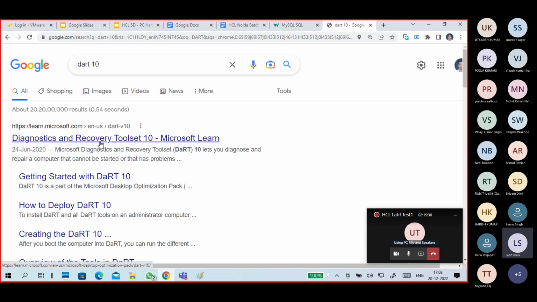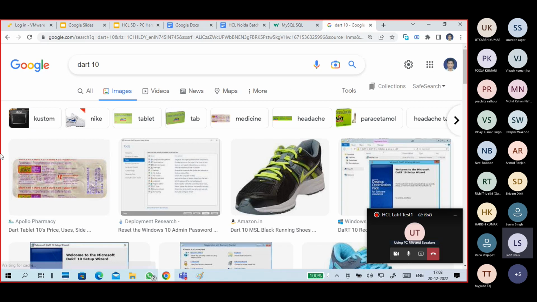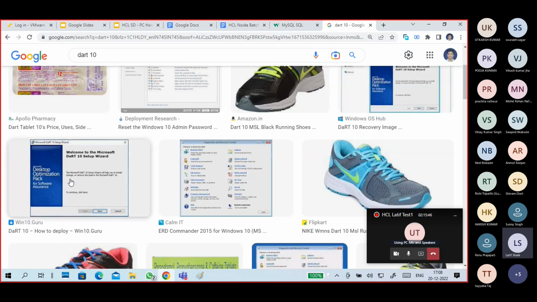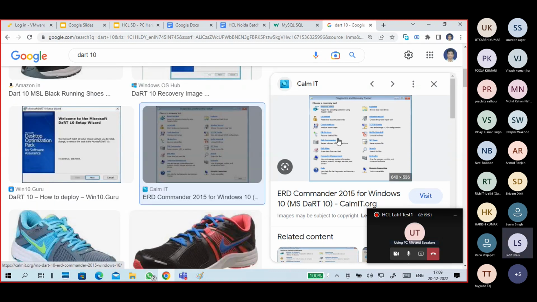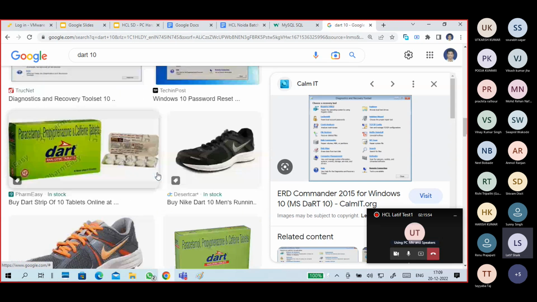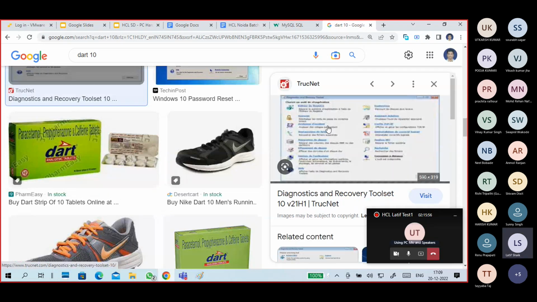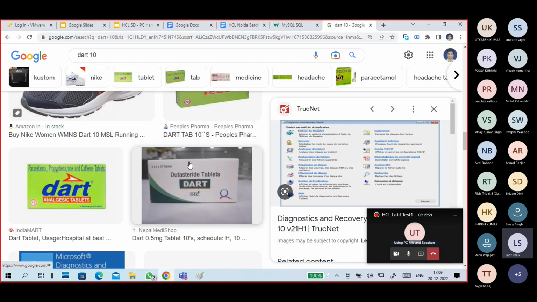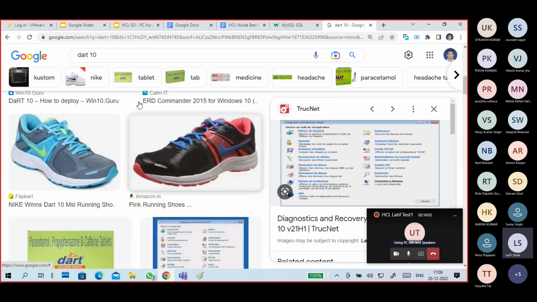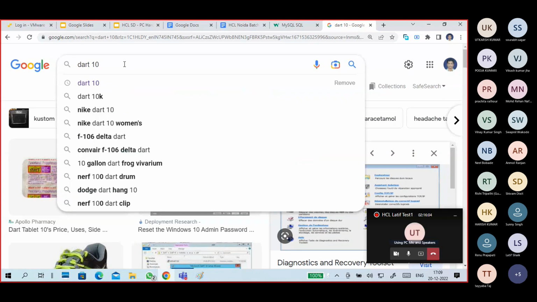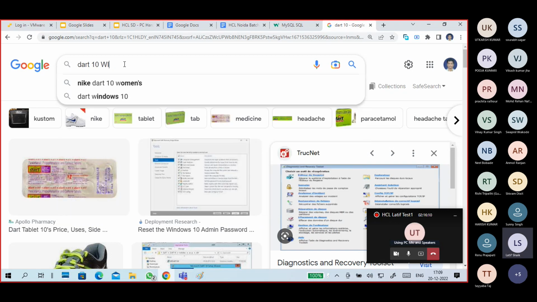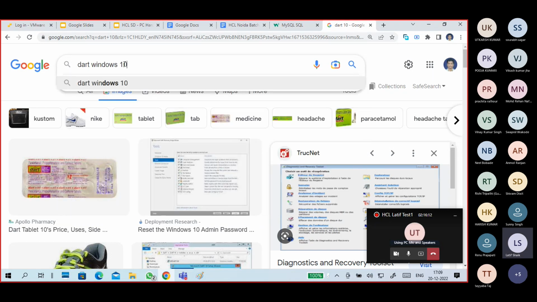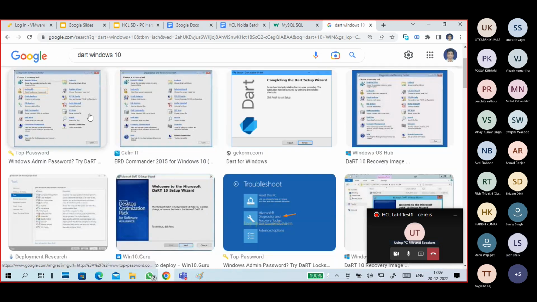So what is this DaRT? It is from Microsoft only. No third-party tools will work for Microsoft. This is for repairing purposes, to repair or work with your system when you want to do certain things. The tablet is also there. This is for Windows 10. This is good. Okay, now it will come.